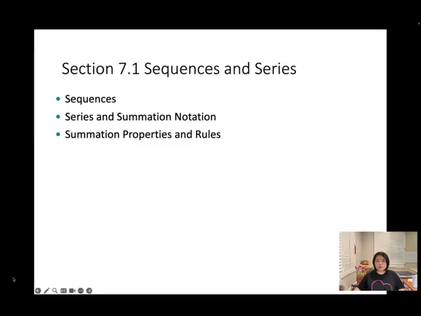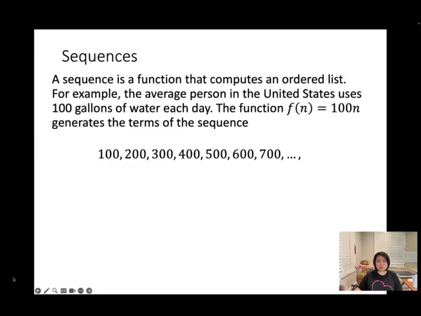Section 7.1 Sequence and Series. A sequence is a function that computes an ordered list. For example, the average person in the United States uses 100 gallons of water each day. The function f of n equal to 100n generates the terms of the sequence.